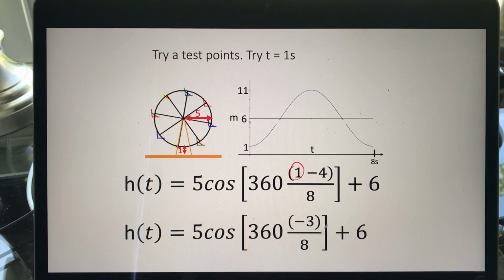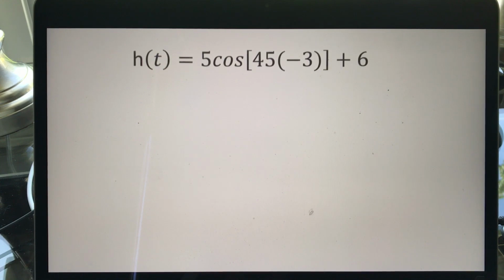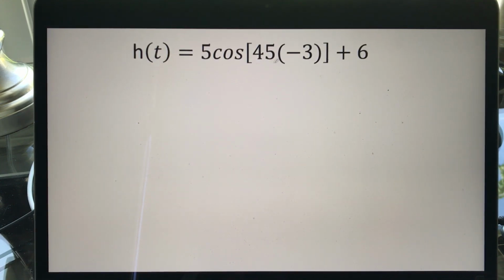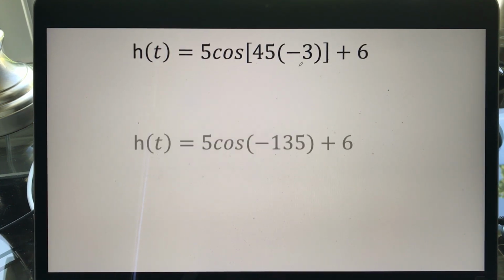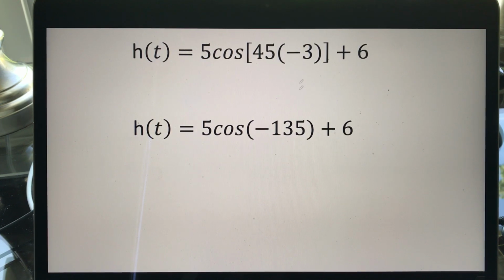So let's take a look at what's happening here. Okay, so I have 360 over 8. That's going to be my 45. And then I'm multiplying it by negative 3 in this case. So let's try this. There's my 45 part, that's easy. Now I have to multiply it by negative 3. So 45 times negative 3 is negative 135.